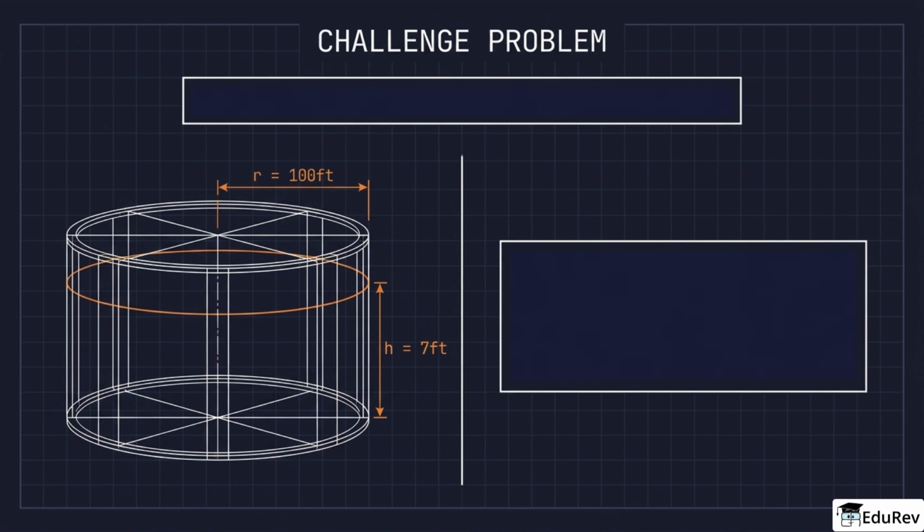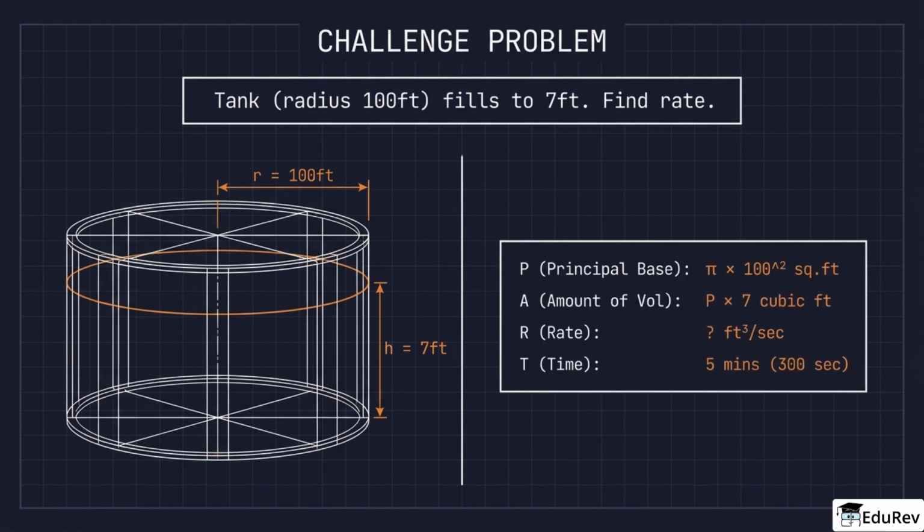This challenge problem is built like a typical CAT-style application question. A tank with radius 100 feet fills to a height of 7 feet, and the goal is to find the filling rate using the given time. The important step is not to rush into arithmetic, but to identify the principal base, the volume, and the time correctly first. Once those pieces are in place, the rest is just controlled computation.